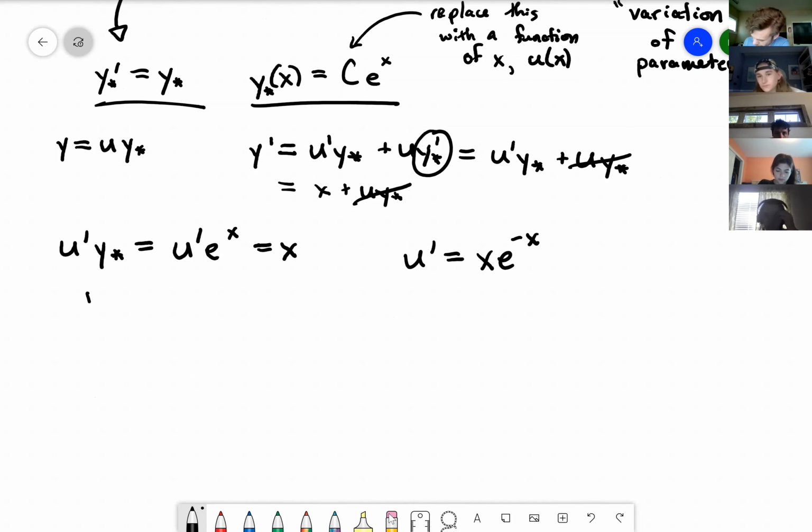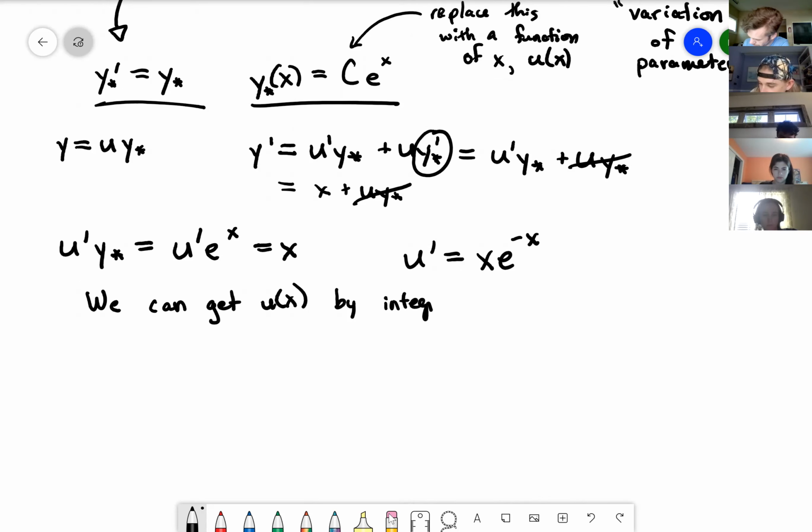So at this point, we can get u of x, let's say by integrating x e to the minus x. And how can we do this? We can do this by the name of that technique of integration.